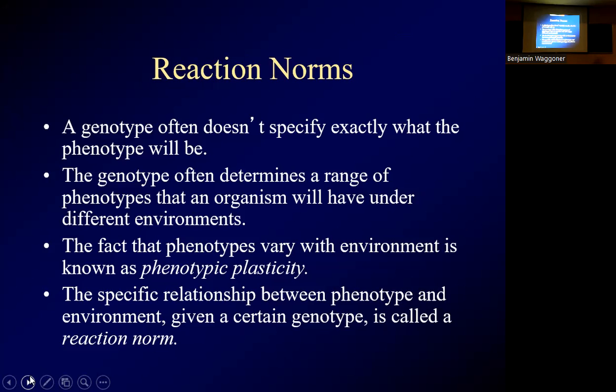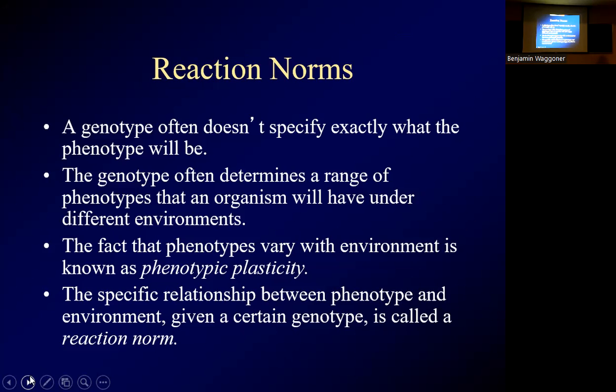But very often what the genotype does is determine a range of phenotypes. But exactly which one the organism actually gets depends on the environment that you put it in. The fact that phenotypes vary with environment we call phenotypic plasticity. And given a certain genotype, we can actually draw a graph showing a relationship between phenotype and environment. And we would call that relation a reaction norm.